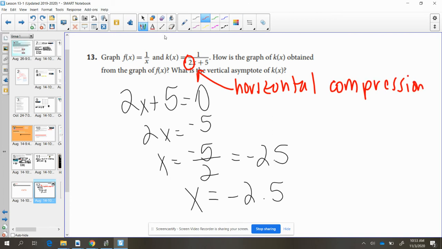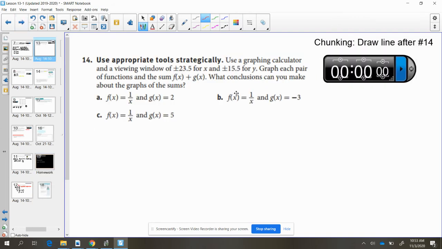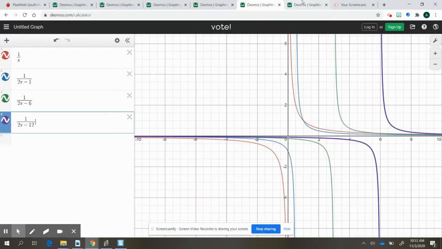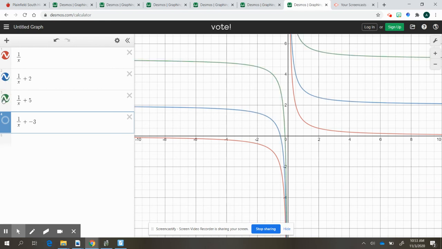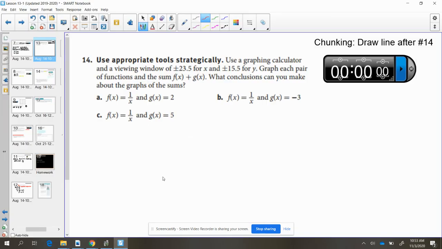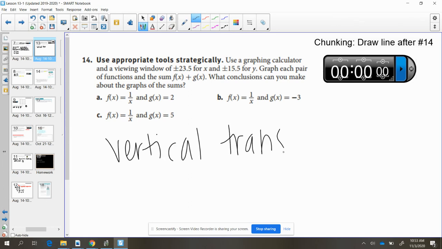Now, last type of questions we're going to look at is for 14. They're asking us to find the sums of each of these functions. So again, going back to our Desmos graphs, we have our original function, and then if we added the function g of x to f of x each time, what we're noticing is a vertical translation. These plus 2 and plus 5 shifted them up, the minus 3 shifted it down. So if we go back here, what we're noticing is a vertical translation based on this graph, right?